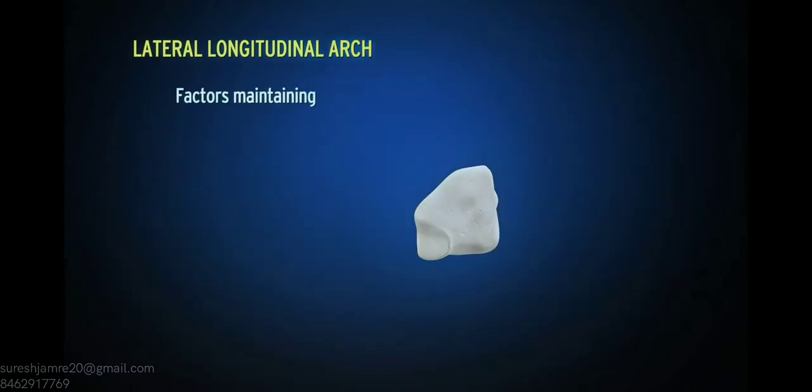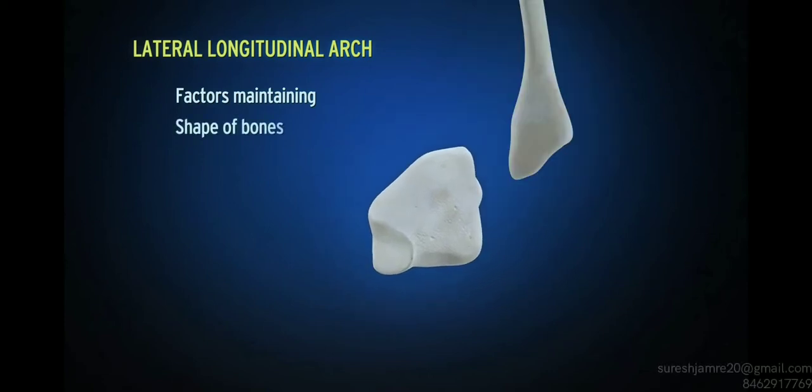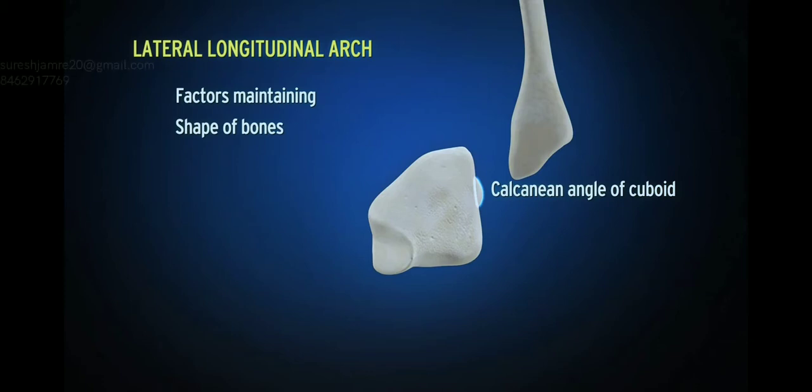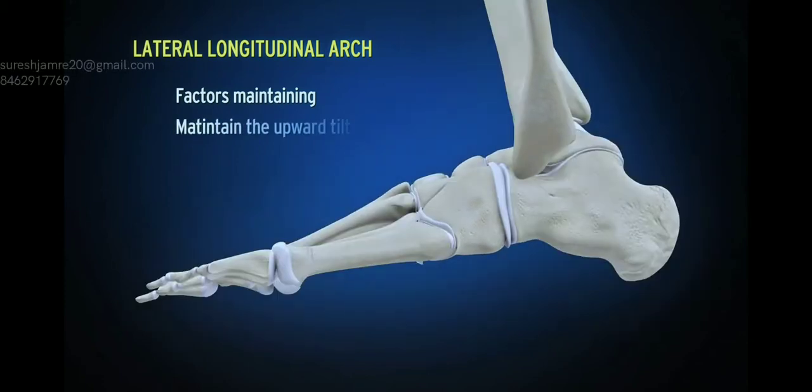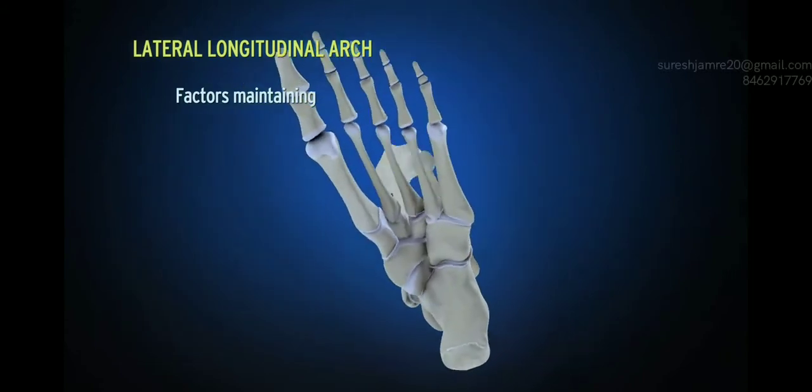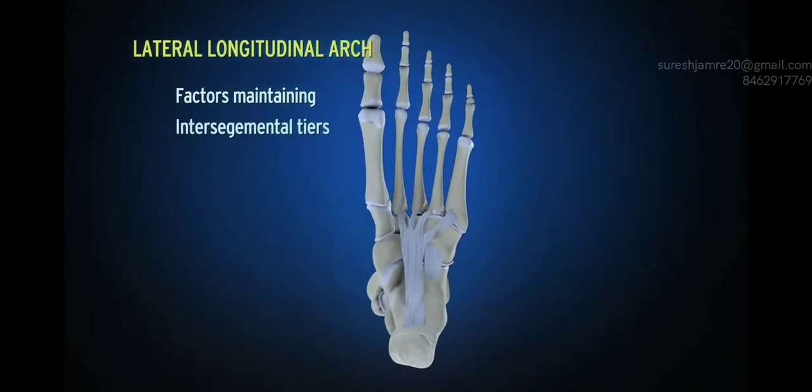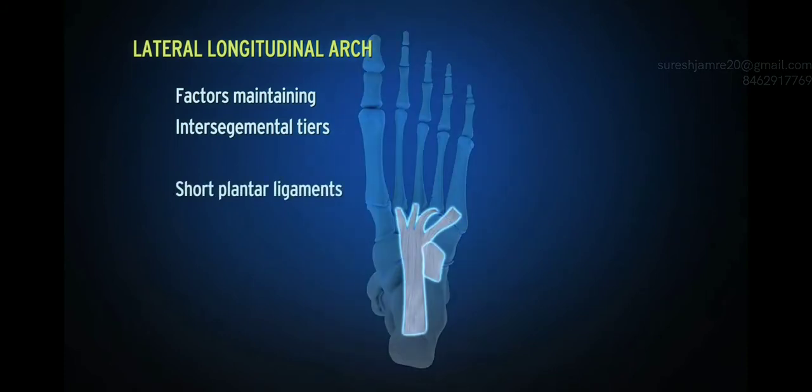Factors maintaining the lateral longitudinal arch. Shape of bones. Calcanean angle of cuboid projects backward from the inferior border of the proximal articular surface of cuboid. This maintains the upward tilt of the long axis of the calcaneus. Intersegmental tires. Long and short plantar ligaments.